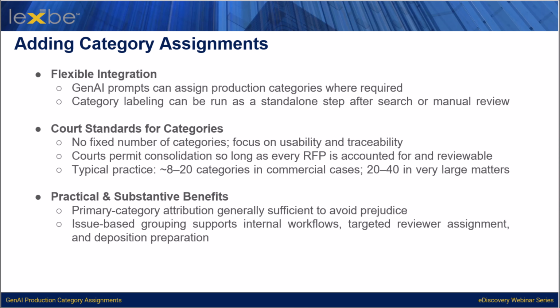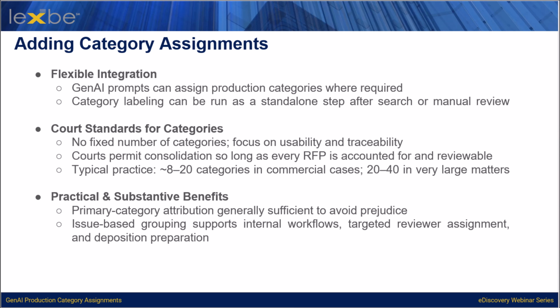Instead, they apply a functional reasonableness standard focused on usability and traceability rather than simple arithmetic. Categories here can be understood as substantive groupings reflected in the requests, not a one-to-one match with numbered requests for productions. Courts permit consolidation of overlapping or duplicative requests into fewer categories, so long as every request for production is accounted for and the requesting party can reasonably determine which documents were produced in response to each request without guesswork.